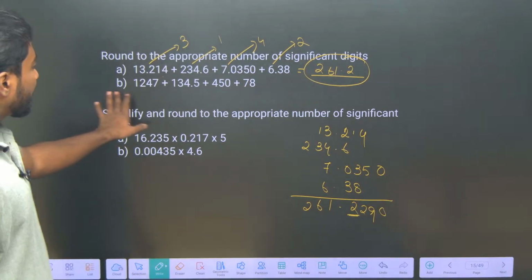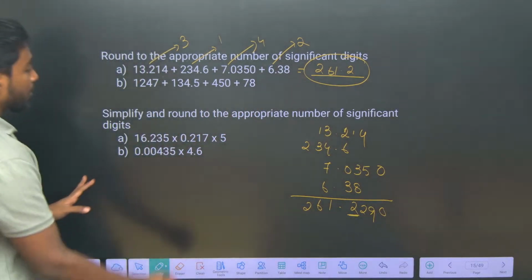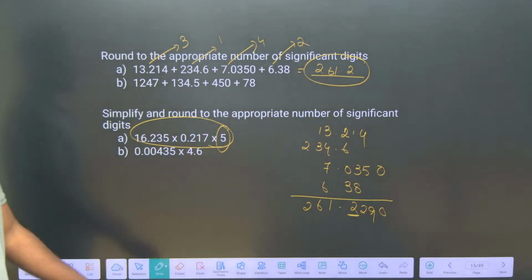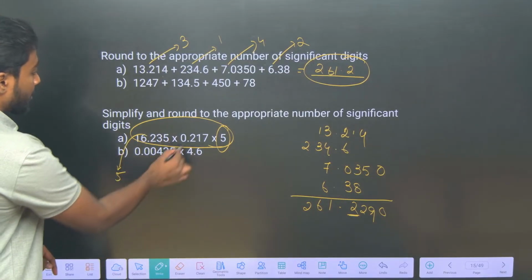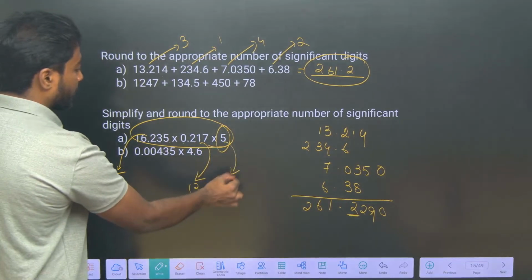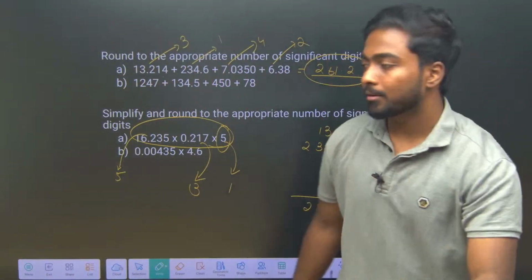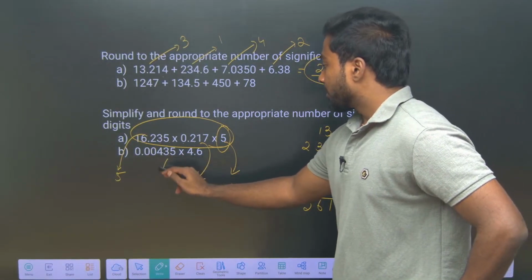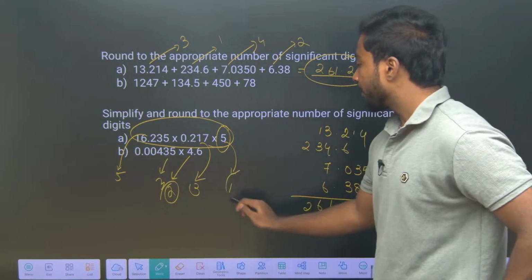Okay, so similarly I need to do this one, and then for multiplication and division I have told the least significant figures I need to consider. So 1, 2, 3, 4, 5 significant figures are there for this. 1, 2, 3, only 3 significant figures are there, and this is 1 significant figure. After multiplying I should consider only 1 significant figure. That's it. Okay, next in this 1, 2, 3 significant figures, and for this it is 2 significant figures. So 2 I need to consider, for this 1 I need to consider.